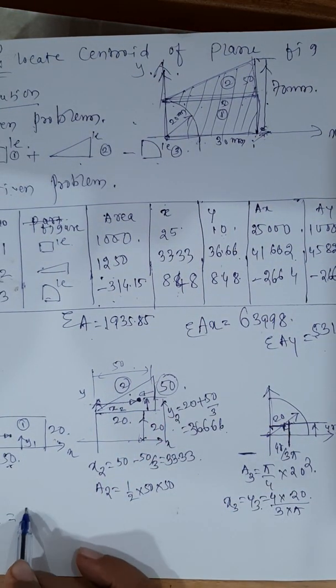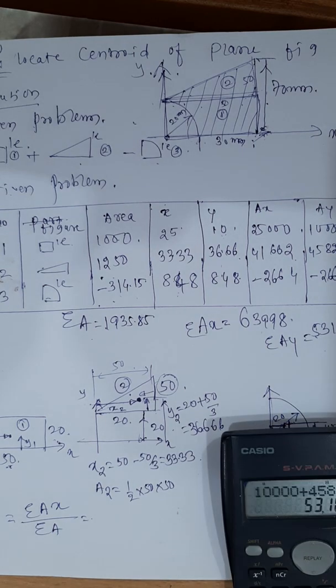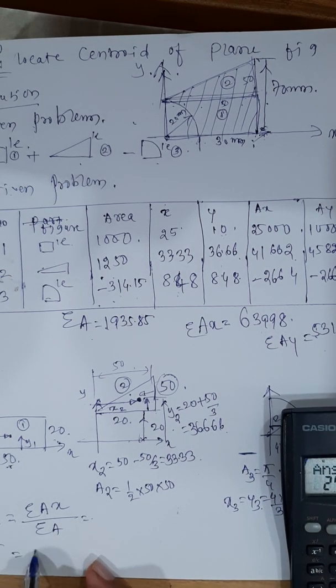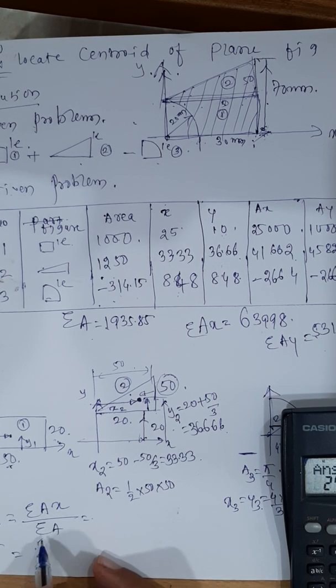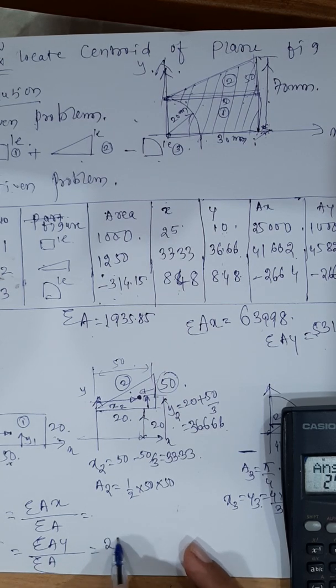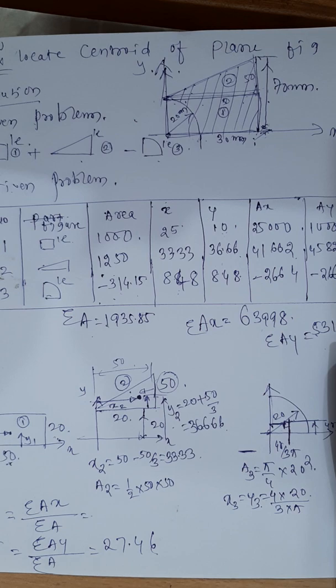X value of center of gravity is equal to total of AX divided by total of A. Yes, total of AX and total of A. Y bar is equal to total of AY divided by total of A. You will get it as 27.46, and x bar you will get as 63998 divided by 1935.85, which is equal to 33.05.